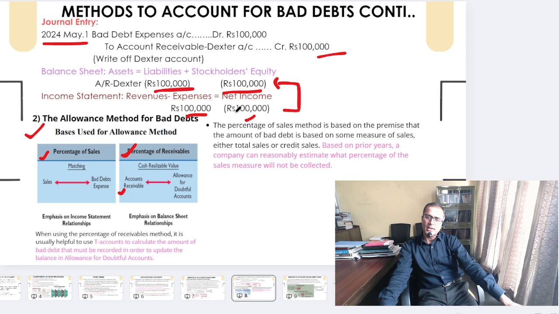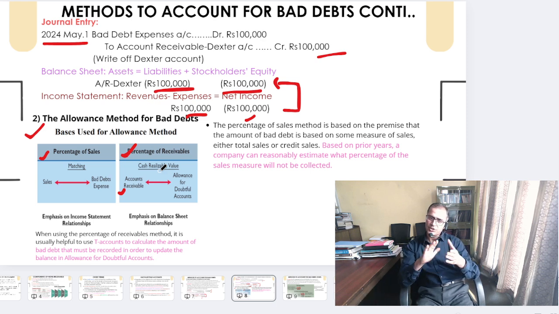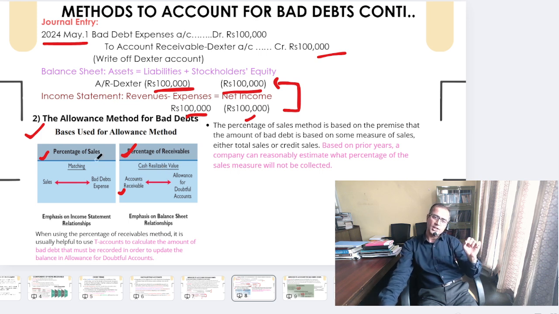If net income is negative, then your equity will also be negative, right? And the next approach is allowances for bad debt, or you can say provision for bad debt. Again we have two approaches: the percentage of sales approach and the percentage of receivable approach. Under percentage of sales, based on prior experience, the company can reasonably estimate what percentage of the sales will not be collected. This is simply the case of percentage of sales.